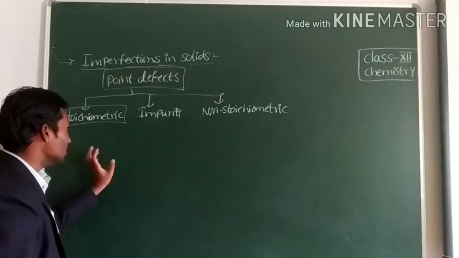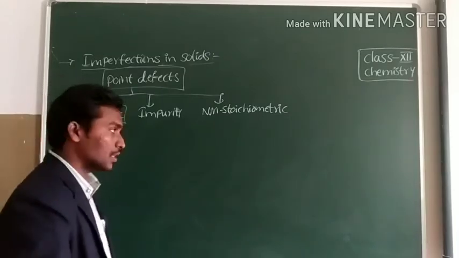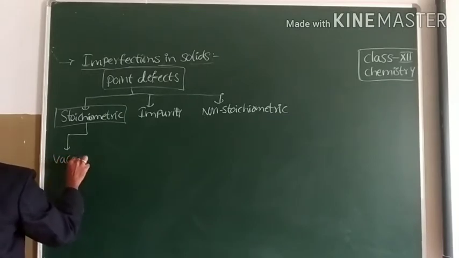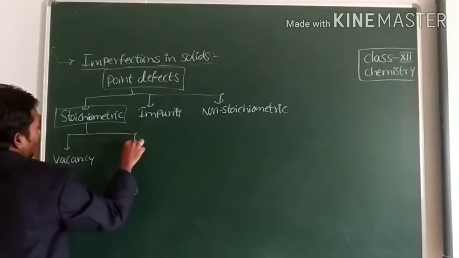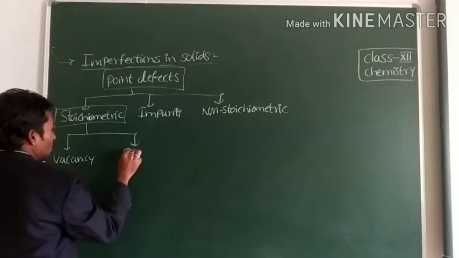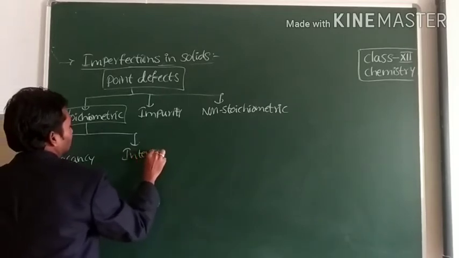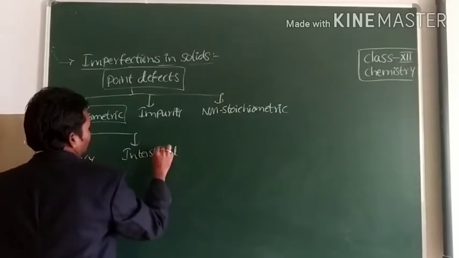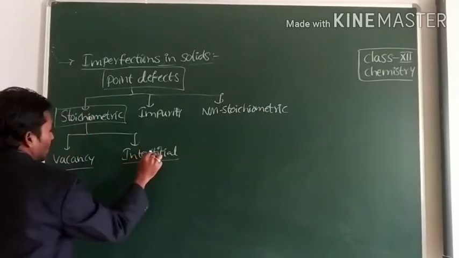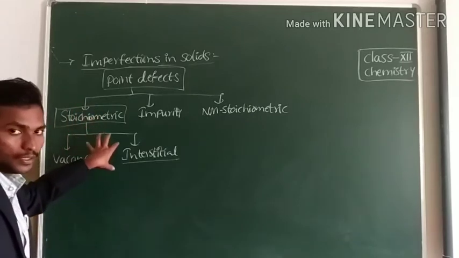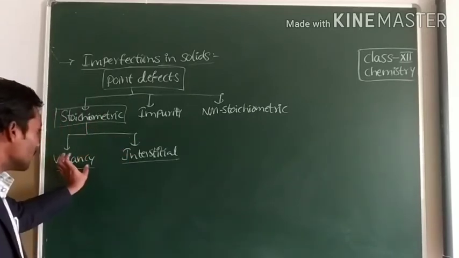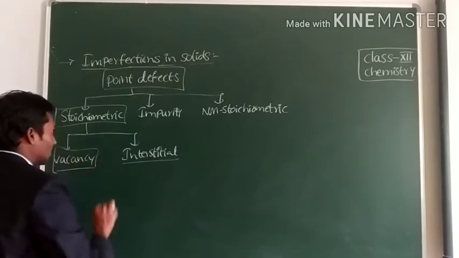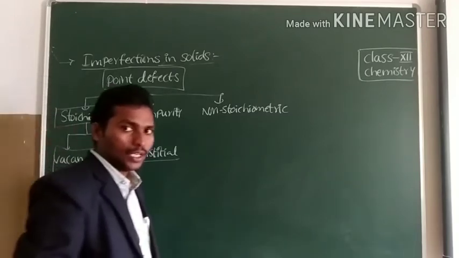This stoichiometric defect is again classified into two types. They are vacancy defect and next one interstitial defect. This stoichiometric defect is again classified into vacancy defect and interstitial defect. Let us talk about vacancy defect. What is meant by vacancy defect?